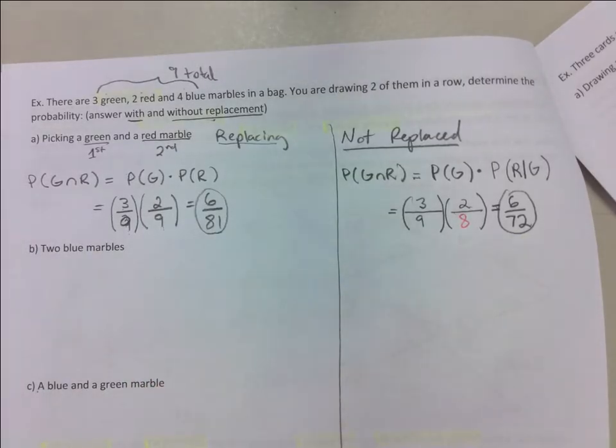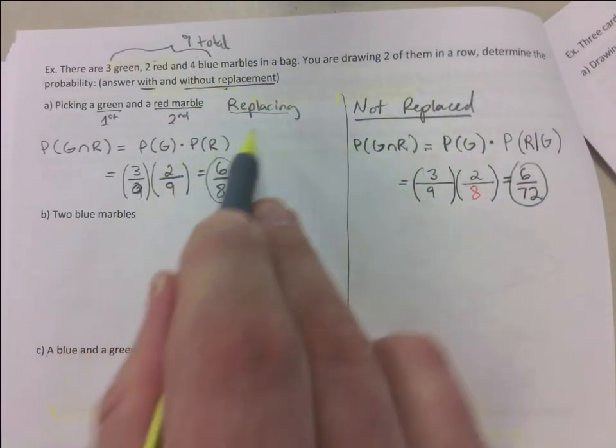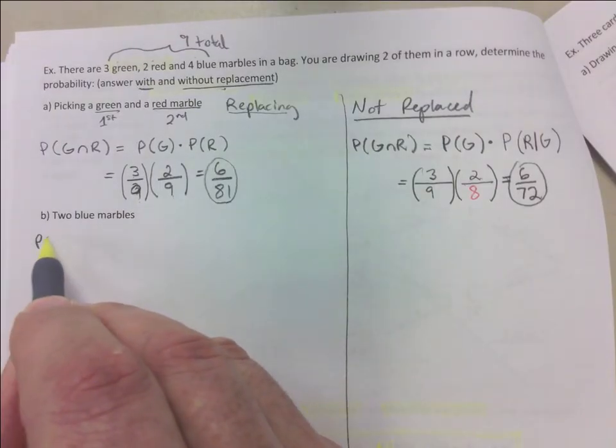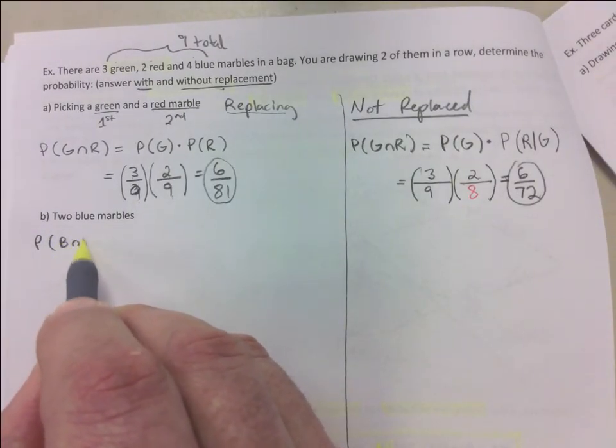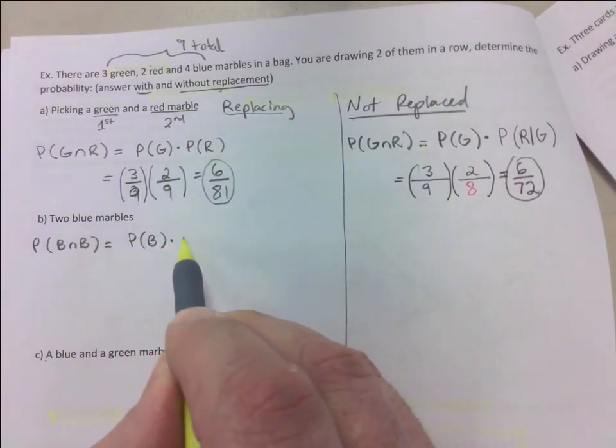Let's try another one. 2 blue marbles. Replacing. Can you practice this? Probability of blue and blue. It'll be probability of blue times probability of blue.